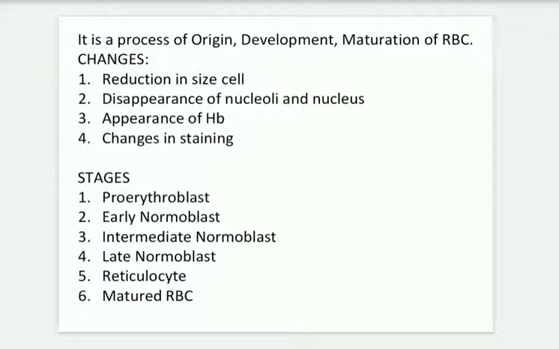And next come the stages. There are 6 stages in erythropoiesis. First comes the proerythroblast, early normoblast, intermediate normoblast, late normoblast, next reticulocyte, and the last is the matured RBC.